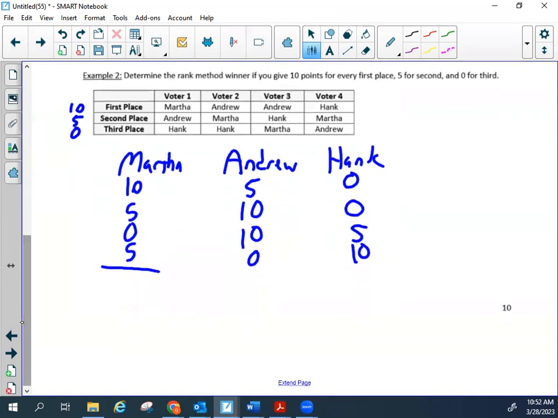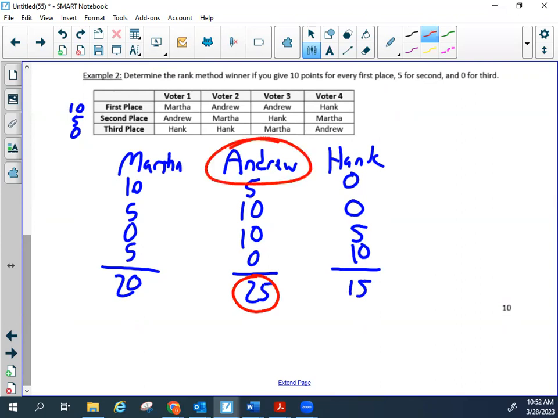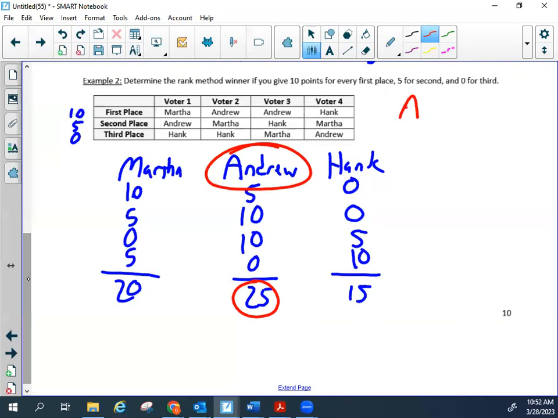Total them up. Highest score wins. So Andrew wins. And that's what the rank method is: assign points, most points wins.